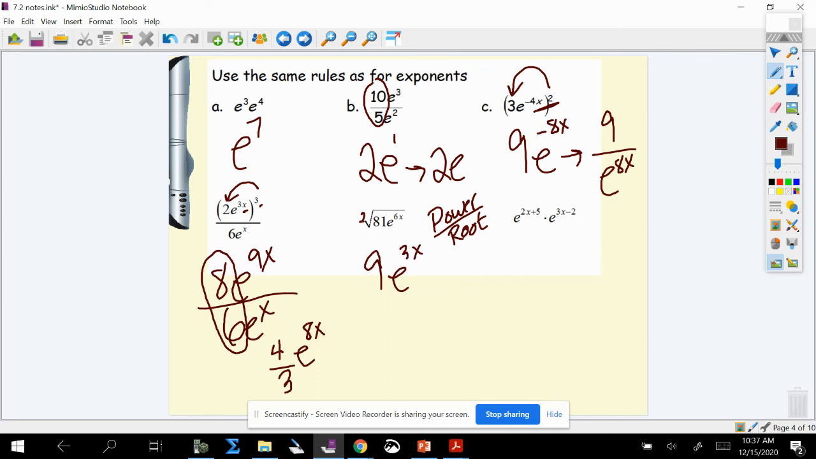And then finally, the last one, you are going to add exponents since you are multiplying bases. This is actually very similar to the very first one we did, just a little more involved exponent. When you add exponents, you're going to add like terms. So I can add the 2x and the 3x together, and I get 5x. And I can add the 5 and the negative 2 together, and I get 3.